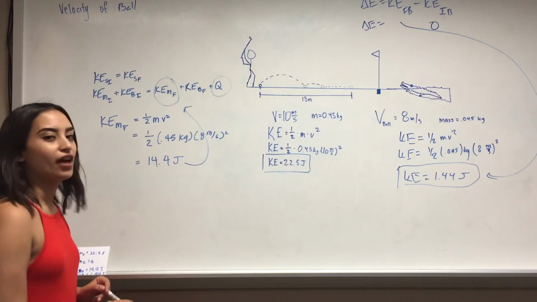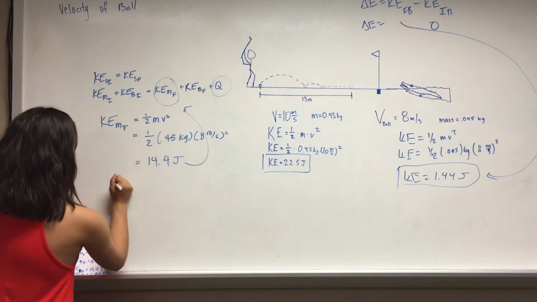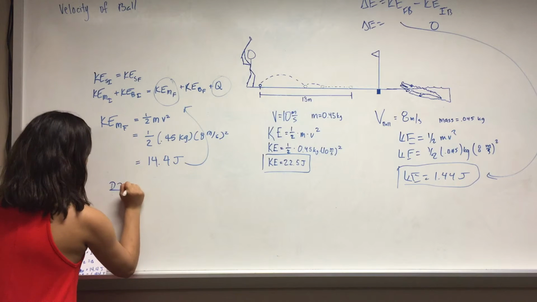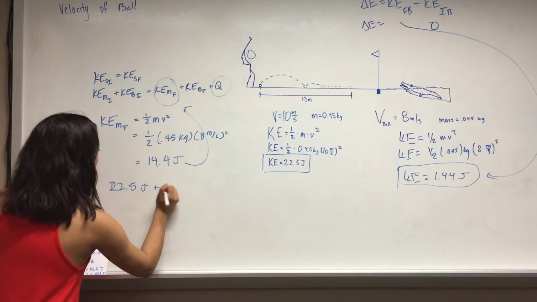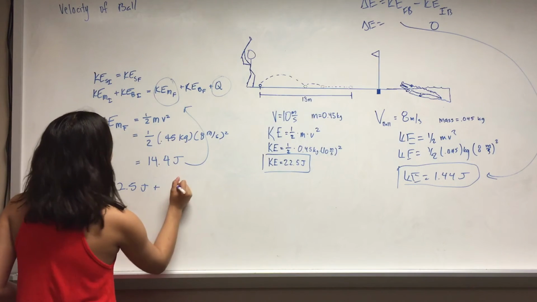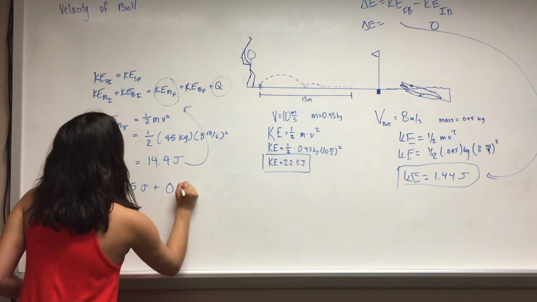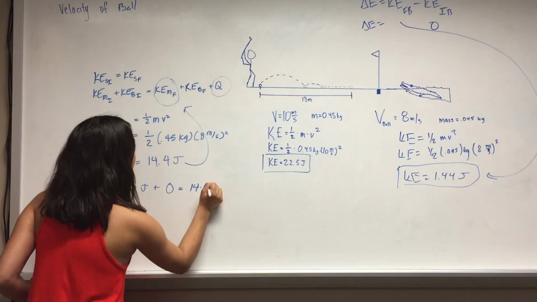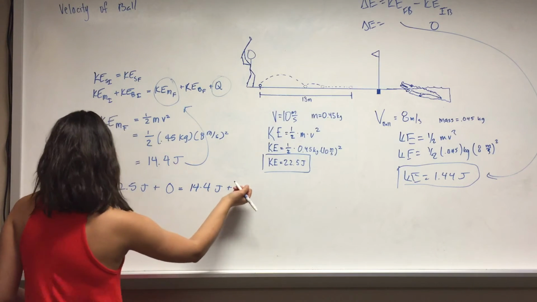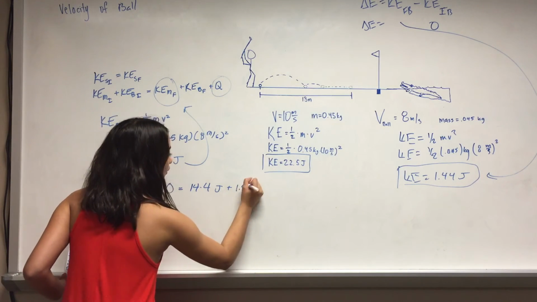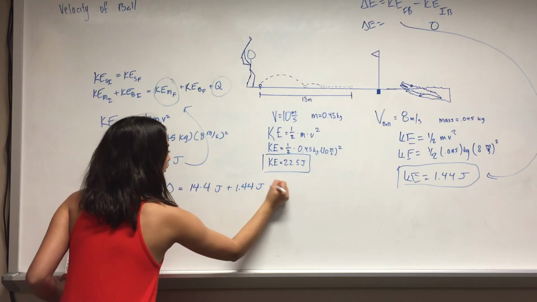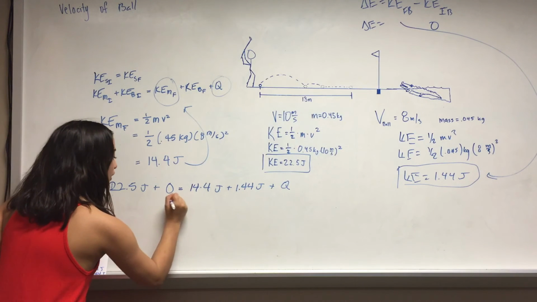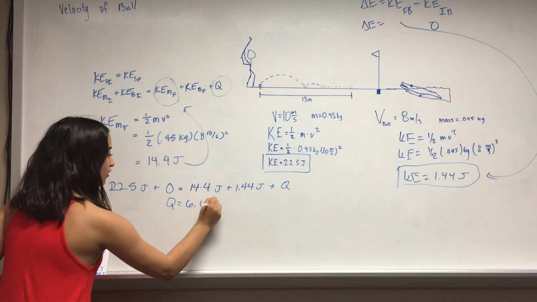Now we take all our values and plug them into this equation. For the kinetic energy of Marcus initial, we have 22 joules, plus the kinetic energy of the ball initial, which is 0 because we start from rest, is equal to the kinetic energy of Marcus final, which is 14.4 joules, plus the kinetic energy of the ball final, which was 1.44 joules, plus our unknown heat. When we calculate for the unknown, we get 6.66 joules.